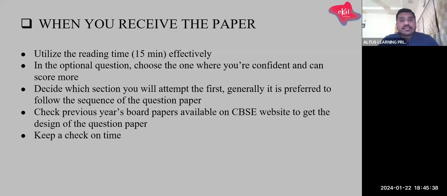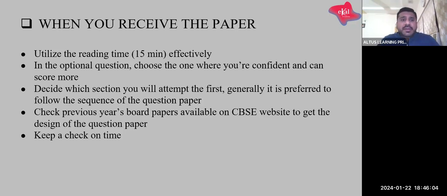So when you receive your paper, you will have 15-minute reading time, or sometimes maybe more than that, around 20-minute reading time. In this reading time, you have to decide which section you will attempt first. Generally, as I said, it is preferred to follow the sequence of the question paper. But if you wish to start with section B or C, you can definitely go ahead with that.